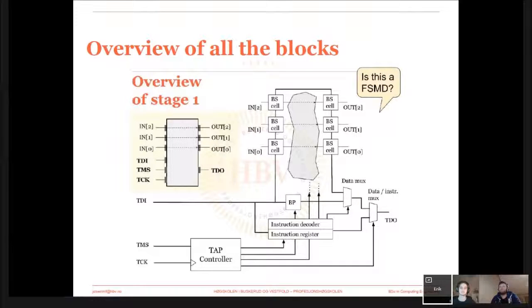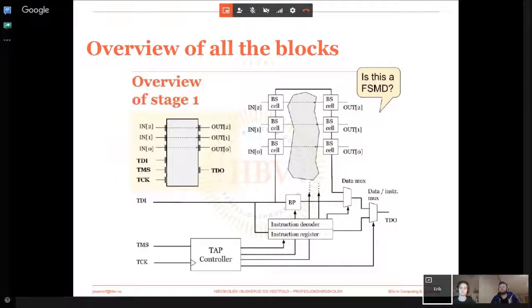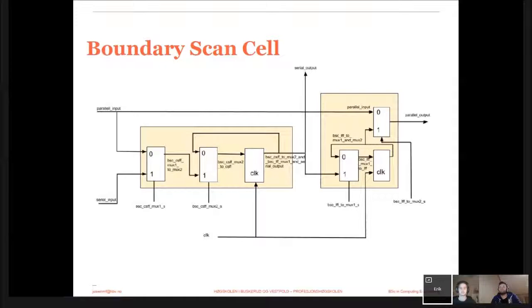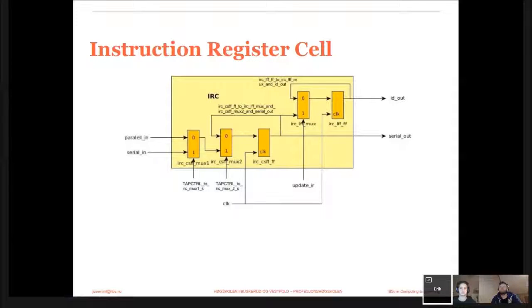This is the overview of all the blocks in the circuit. And this is the boundary scan cells. We have 6 of these in our boundary scan circuit. This is the instruction register cell, and it's a simplified version of the boundary scan cell. We have 4 of these in the instruction register.